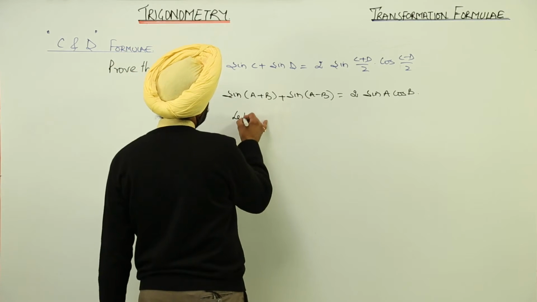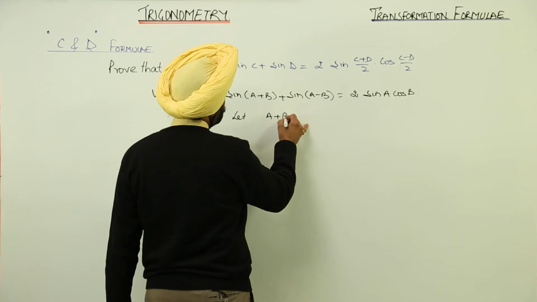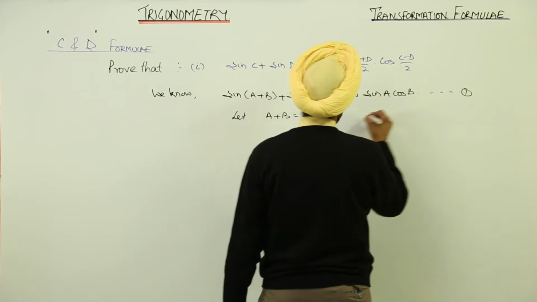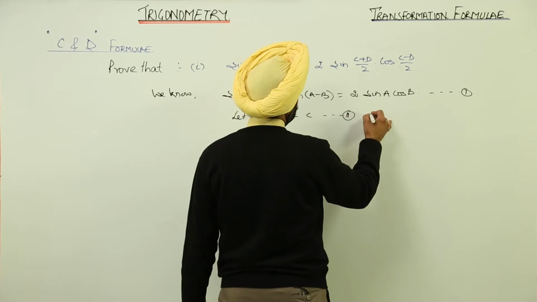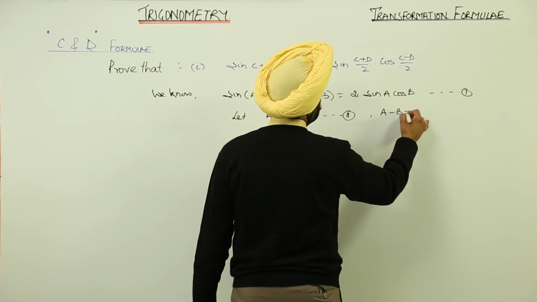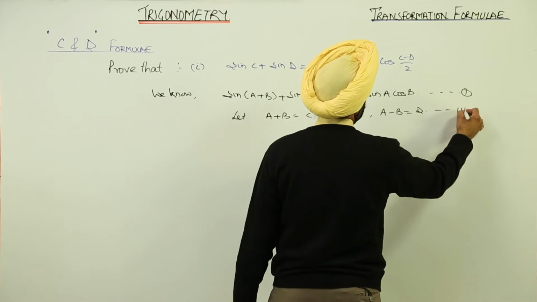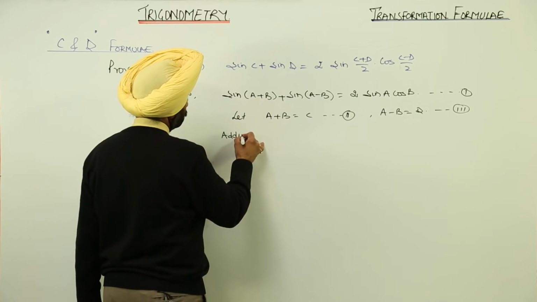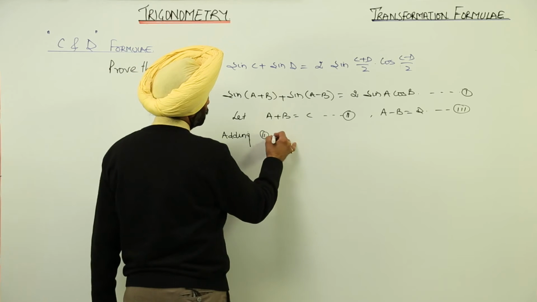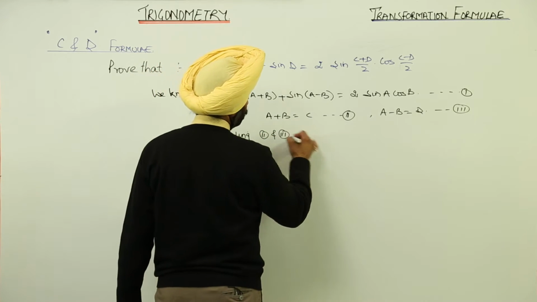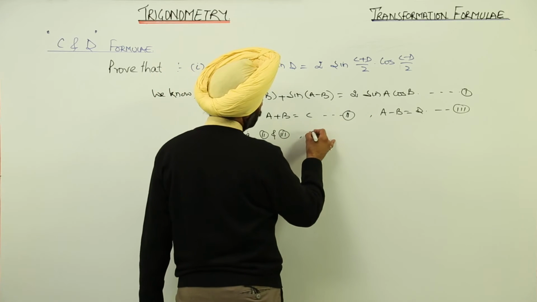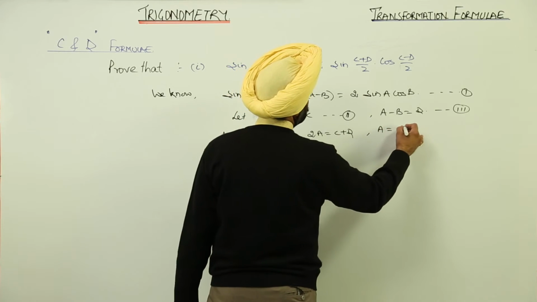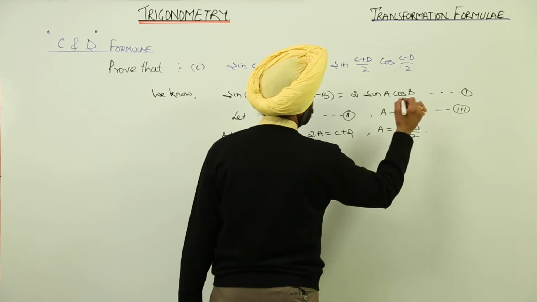Now let A plus B is equal to C. Let this be number 1, this be number 2, and A minus B is equal to D, number 3. Now adding second and third, what we are having, twice of A is equal to C plus D and A is equal to C plus D upon 2.